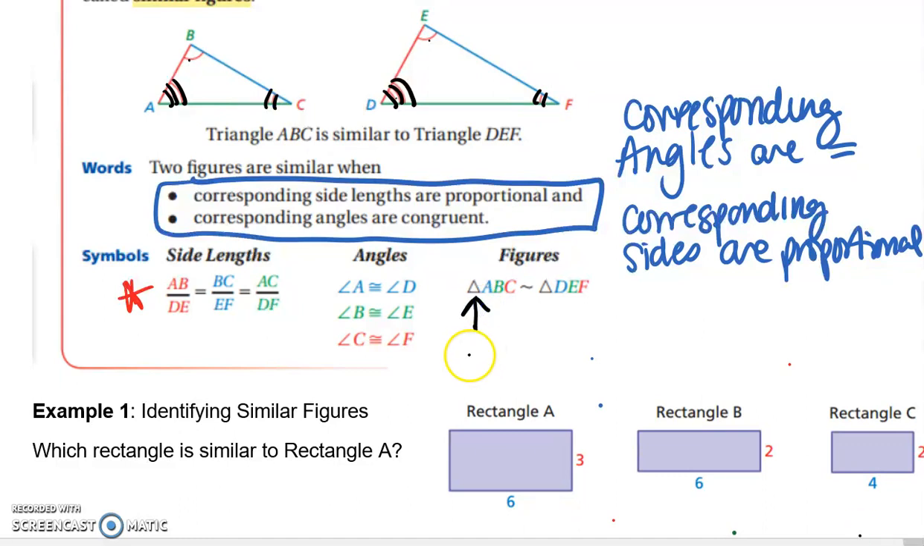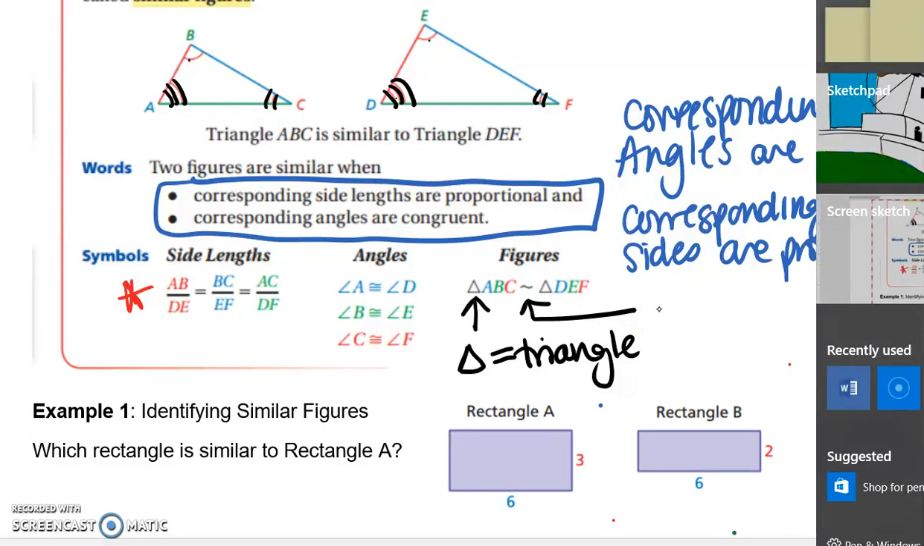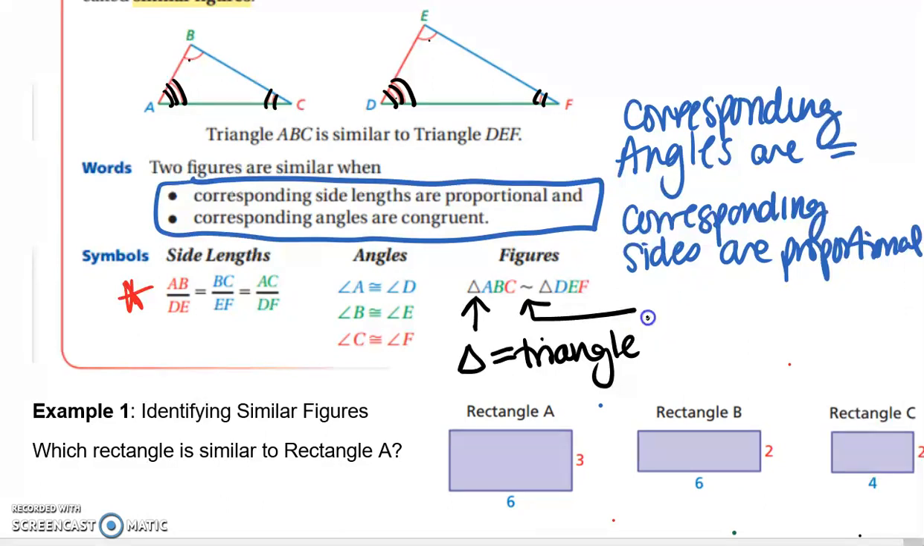Notice the symbol right here. This delta symbol means triangle. So if I were to read this, I would say triangle ABC and a new symbol. We've used congruent before. Now we're going to use similar, and similar is just the squiggly part. That means "is similar to." So those are 2 symbols you need to be familiar with.